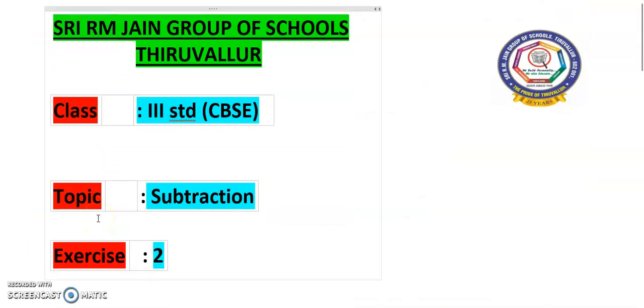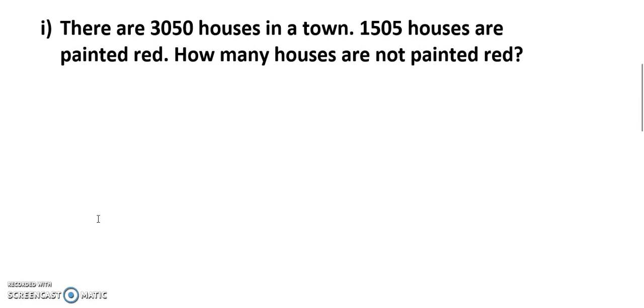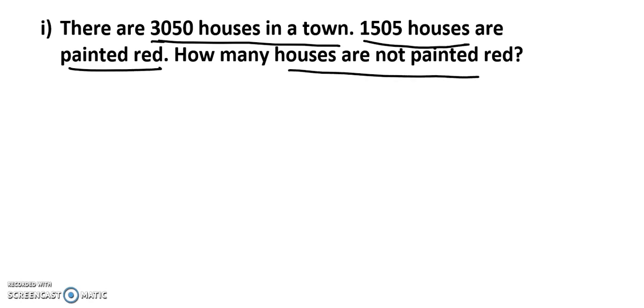Today we are going to see exercise 2 word problems. There are 3050 houses in a town. 1505 houses are painted red. How many houses are not painted red?